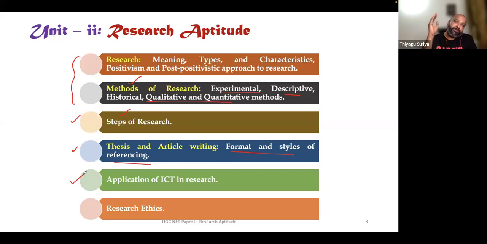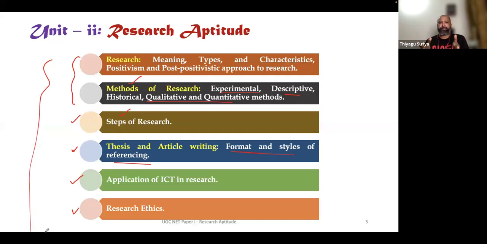Basically, when you think about ICT applications in research, we can divide them in three ways: before the data analysis, during the data analysis, and after the data analysis. We will divide it into these three aspects and discuss them now, along with research ethics. So these are the portions covered in unit 2 of the research aptitude.